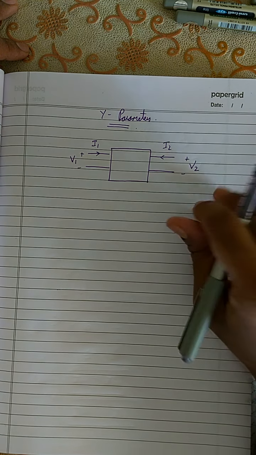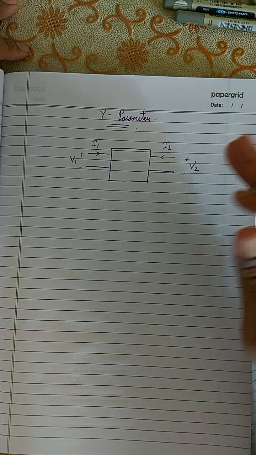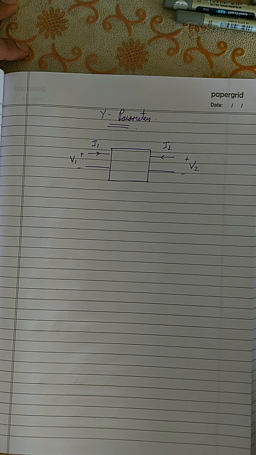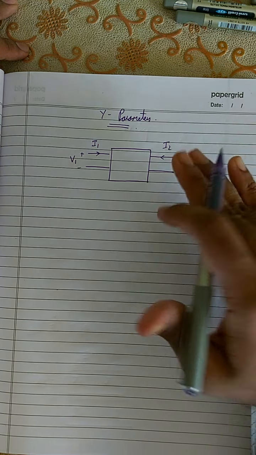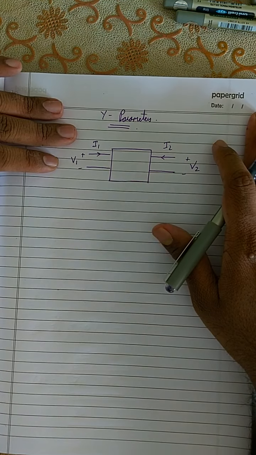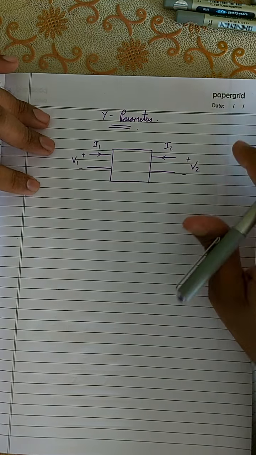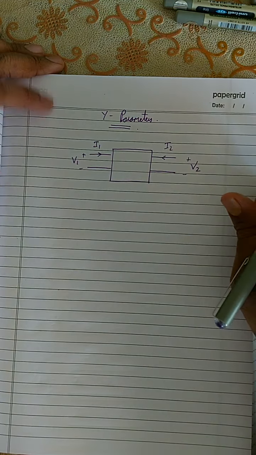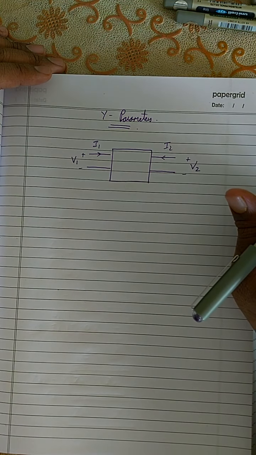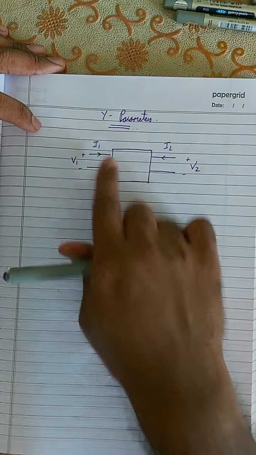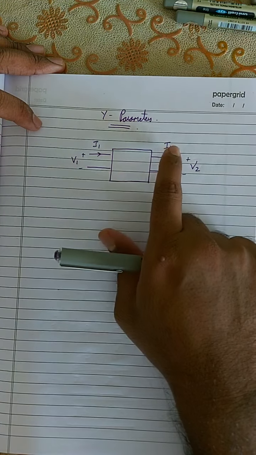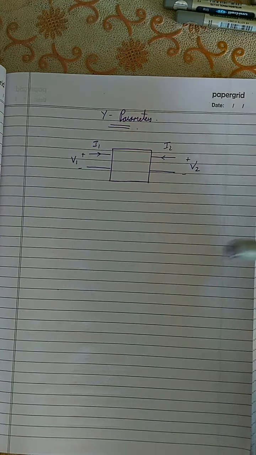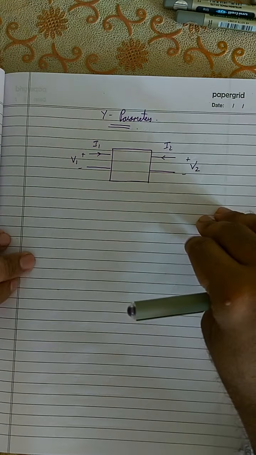So what is impedance? Expressing the voltage in terms of current. So in that case, what is the admittance? Expressing current in terms of voltage. That's all. That's what you need to remember. This is why this is called the short circuit admittance parameters, or also called the y parameters. So we express I1 in terms of V1 and V2, and I2 in terms of V1 and V2. That is the meaning of y parameter equations.